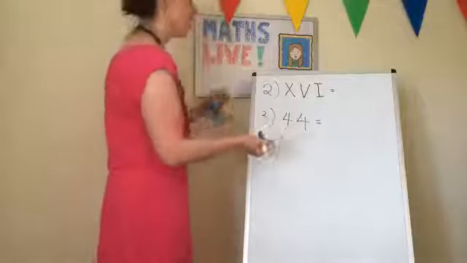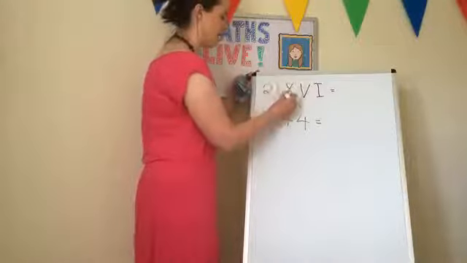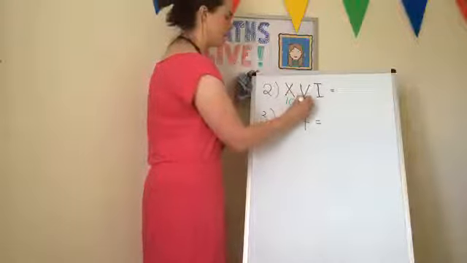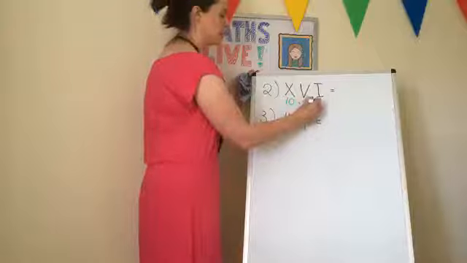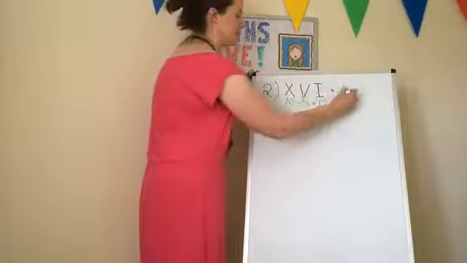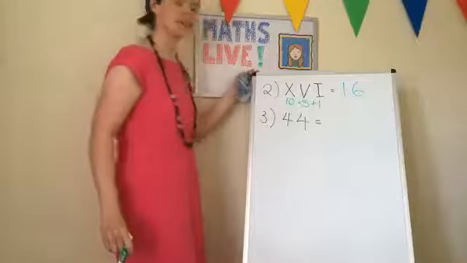X. So, X is 10. V is 5 and I is 1. So if I blend all those together, it's 16.